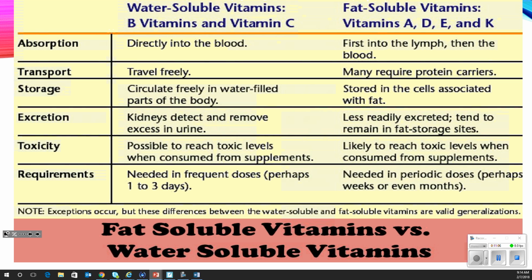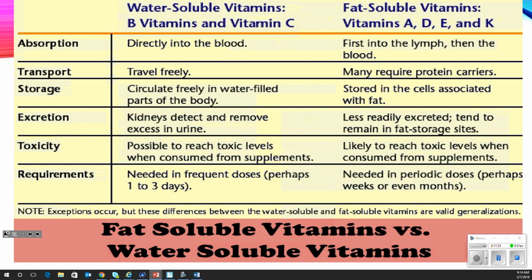You can reach toxic levels with water-soluble, but that's when you're consuming supplements like crazy. But it's real quick and easy to get out of toxic levels by doing a flush with lots of water. However, toxic levels with fat-soluble vitamins are harder to get out of the system and tend to be more long-term toxic to the body.